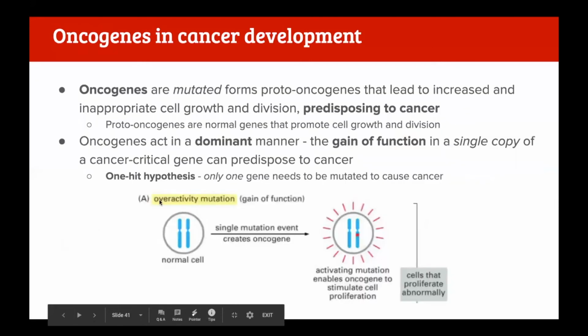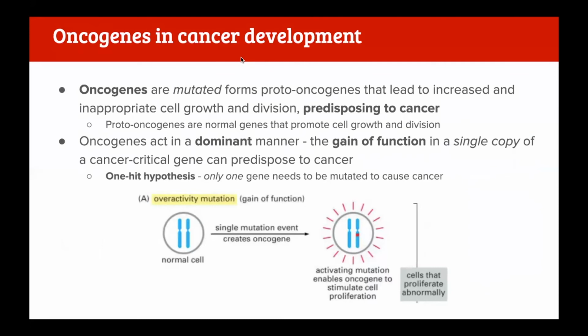Okay, so oncogenes in cancer development. Oncogenes are mutated forms of proto-oncogenes that lead to increased and inappropriate cell growth and division, which predispose to cancer. Proto-oncogenes are just normal genes that promote cell growth and division, okay? But oncogenes are proto-oncogenes that have mutated, and therefore you have increased cell growth, therefore predisposition to cancer. Oncogenes act in a dominant manner.